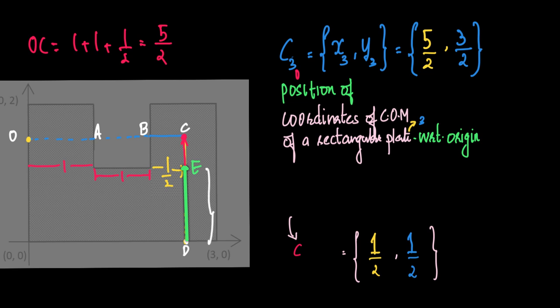D to E here is 1. And how much here is CE? CE is half of this width, which is 1 by 2. Therefore, CD is equal to CE plus ED, which is half plus 1. 1 plus 1 by 2 is 3 by 2. And the coordinates therefore are x3, y3 equal to 5 by 2, 3 by 2.